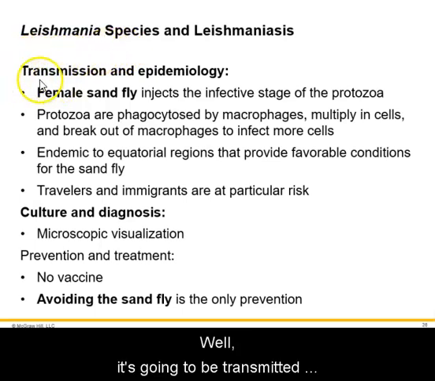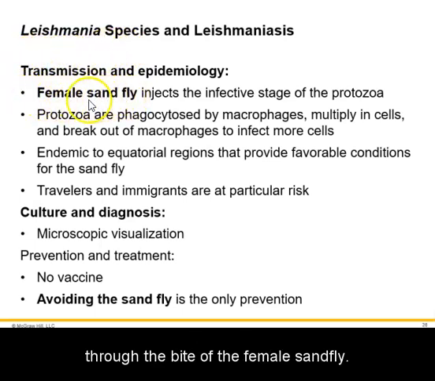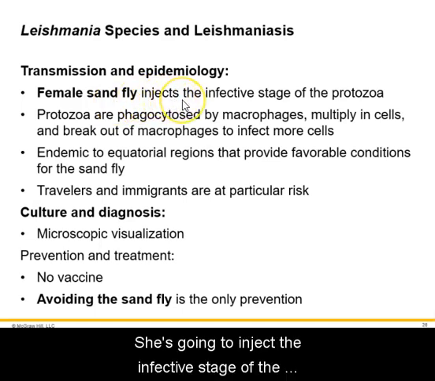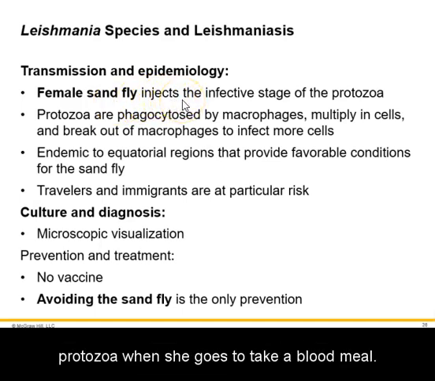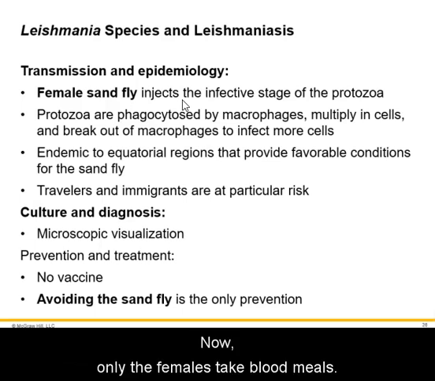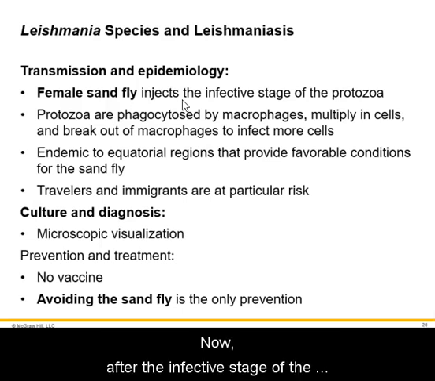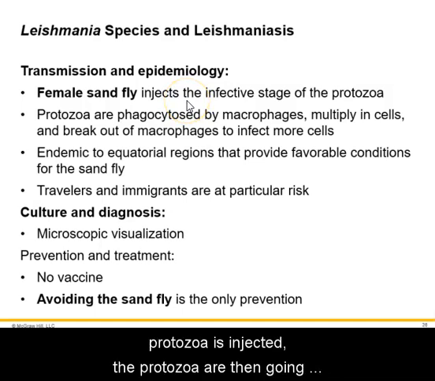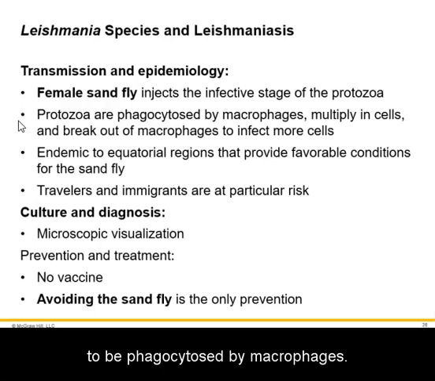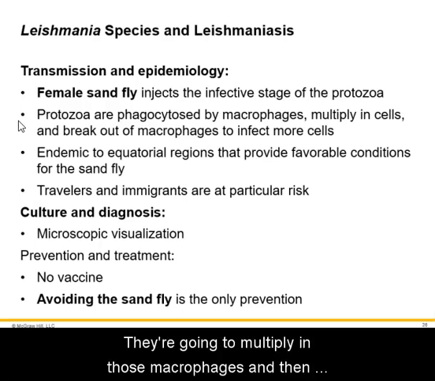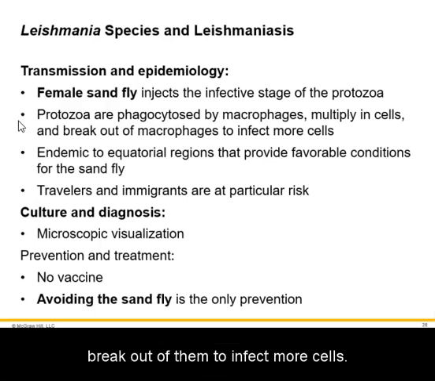So how is leishmaniasis transmitted? Well, it's going to be transmitted through the bite of the female sandfly. She's going to inject the infective stage of the protozoa when she goes to take a blood meal. Now, only the females take blood meals. They need the blood in order to develop their eggs. Now, after the infective stage of the protozoa is injected, the protozoa are then going to be phagocytosed by macrophages. They're going to multiply in those macrophages and then break out of them to infect more cells.